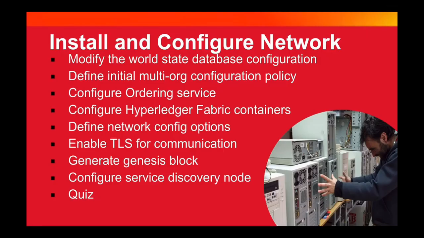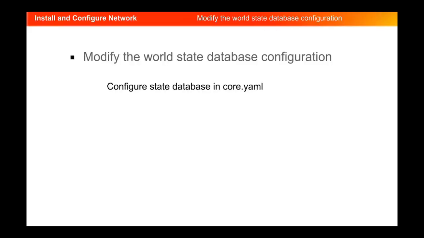In this section, we are going to look into these concepts: modifying the world state database configuration, defining the initial multi-organization configuration policy, how to configure the ordering service, configuring the Hyperledger Fabric container, defining the network configuration option, how to enable TLS for the communication, how to generate the Genesis block and the commands that are used, and how to configure the service discovery node. Let's get on to the first topic, which is how we are going to modify the world state database configuration.